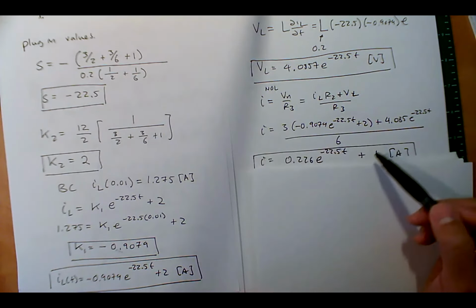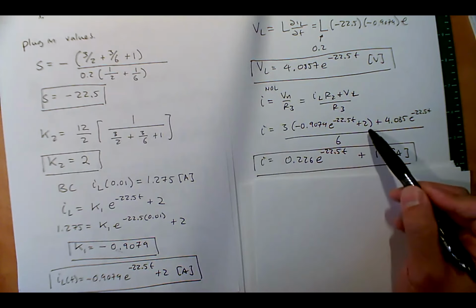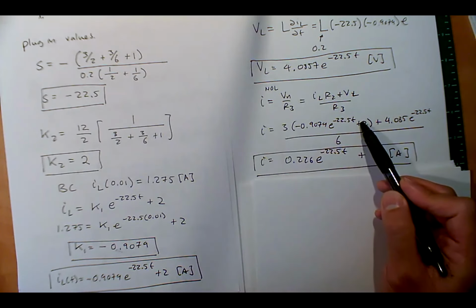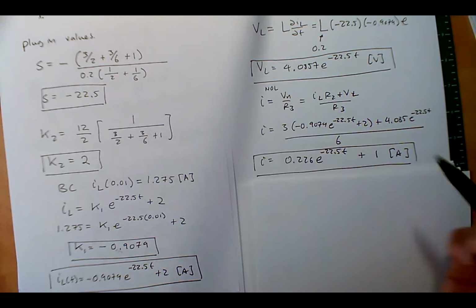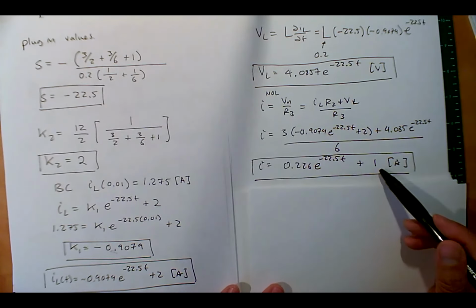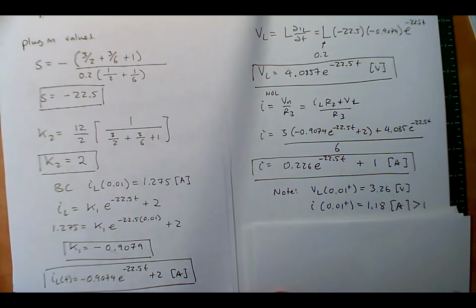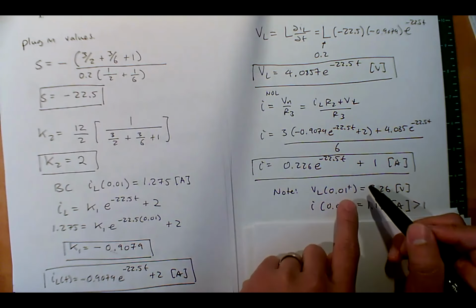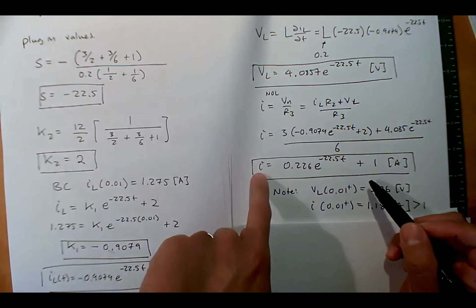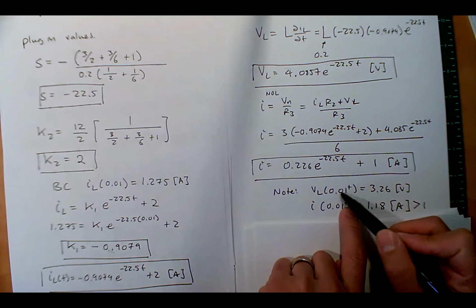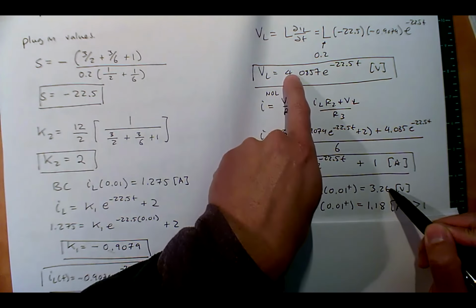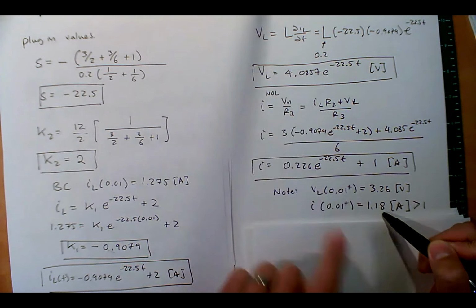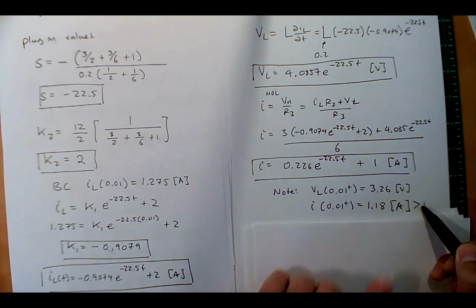All the terms with e to the st end up being 0.226. And then look at this, 3 times 2 is 6 over 6. That's 1. So this is the equation for I. Kind of nutty, kind of hairy, but makes sense, okay? We can even calculate for the plus terms what the new VL and the new I would be at 0.01 plus. So we can put a 0.01 here, and we get 3.26 volts here, and we get 1.18 volts here. Notice that this is greater than 1.